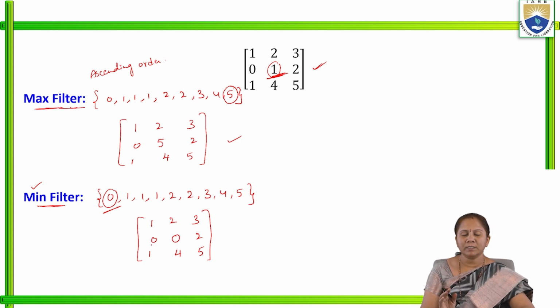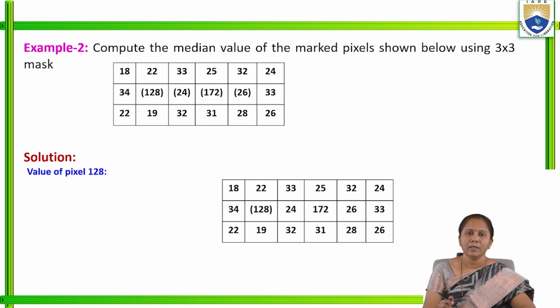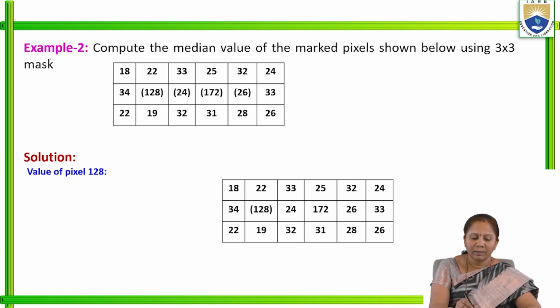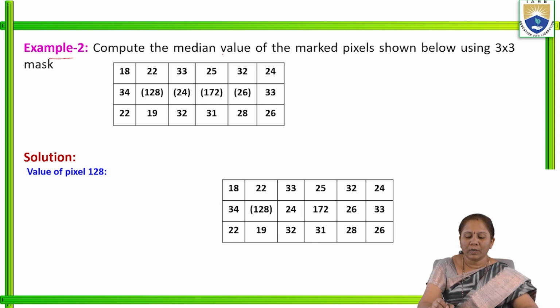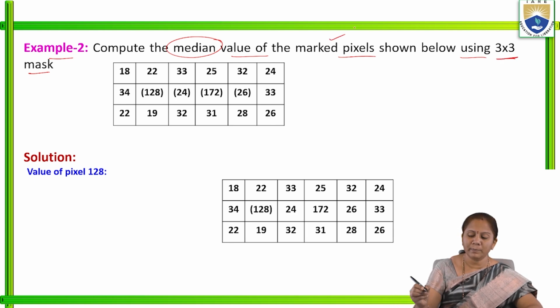Okay. So this is how we have to apply the order statistic filters on the given image. Now let us see the next example. Compute the median value of the marked pixels shown in the below image with a 3 by 3 mask. Here we have to apply the median filter and the mask is of size 3 by 3. Here the marked pixels are there.